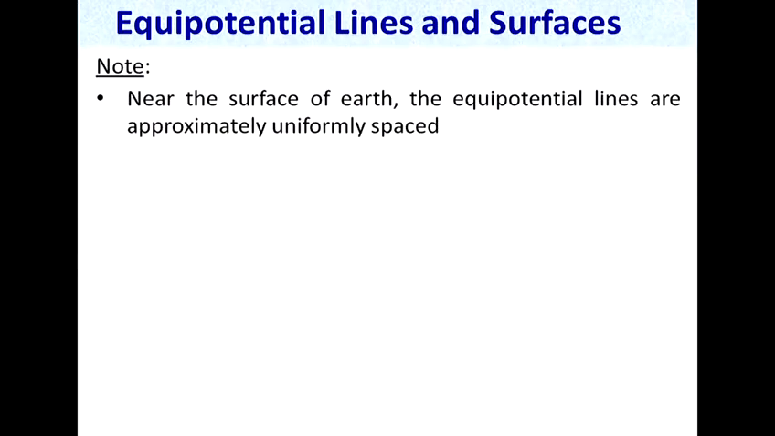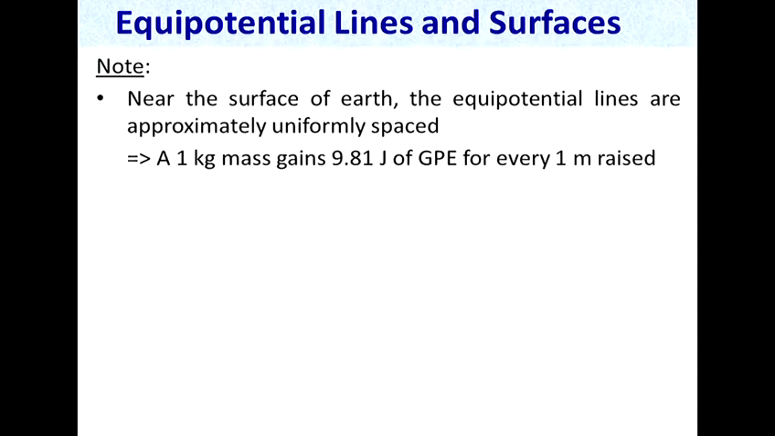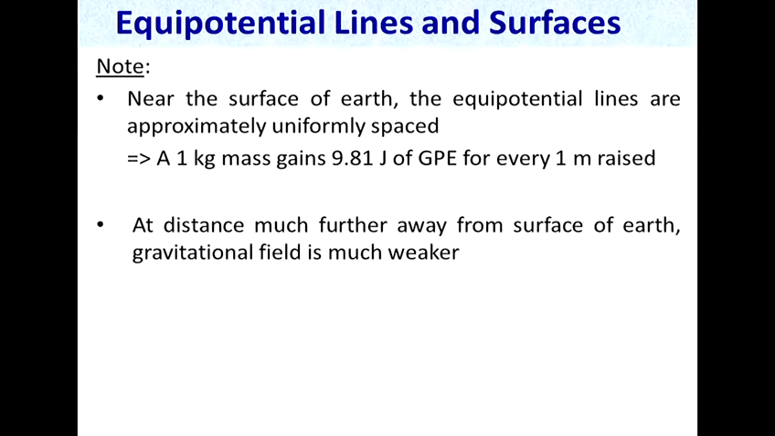Near the surface of the Earth, we say that the gravitational field is approximately constant, so the equipotential lines will be uniformly spaced. Which means that for every meter that you raise a 1 kg mass, this 1 kg mass will gain 9.81 joules of GPE. That's near the surface of Earth. If you are very much further away from Earth, where the G field is much weaker, then the gain in GPE will be less than 9.81.